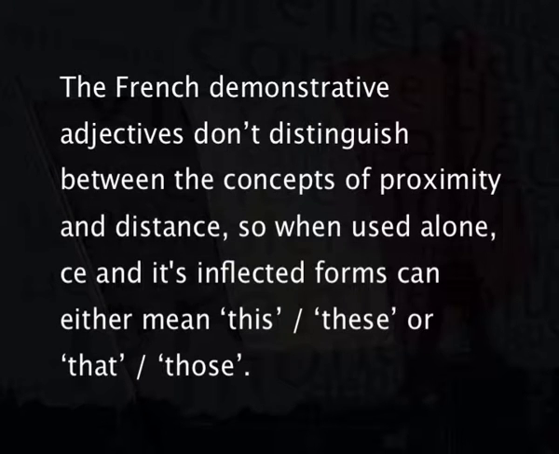The French demonstrative adjectives don't distinguish between the concepts of proximity and distance. So when used alone, ce and its inflected forms can either mean this, these, or that, those. It's usually the context that helps the listener understand what is meant. But if the speaker wishes to stress proximity and distance, he can simply add the corresponding suffix at the end of the noun that is linked to the demonstrative adjective.